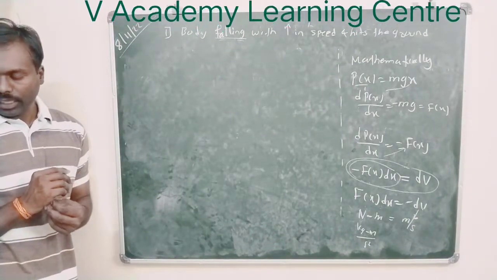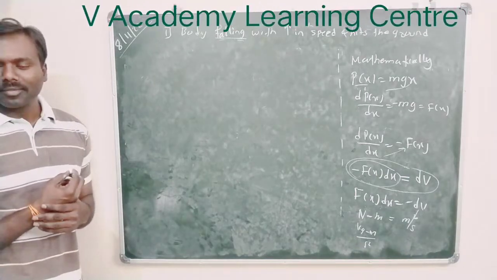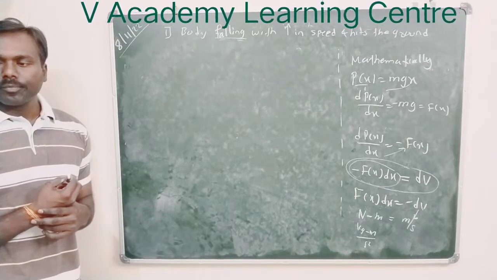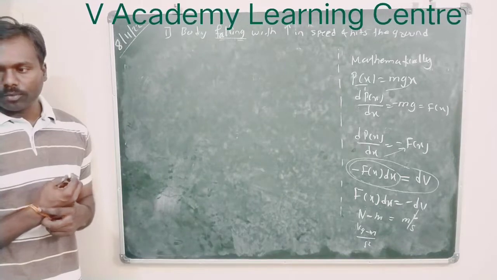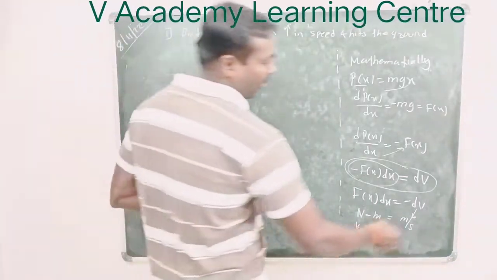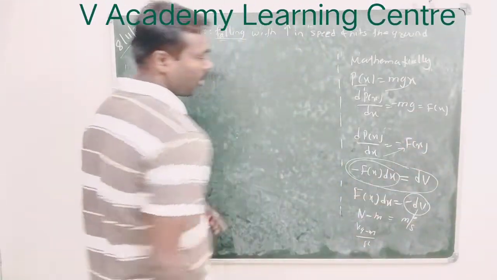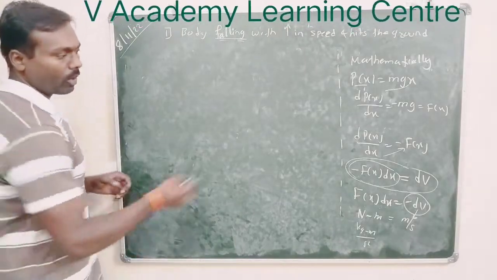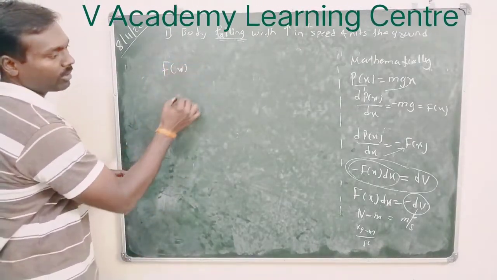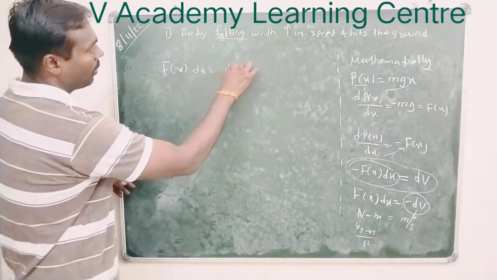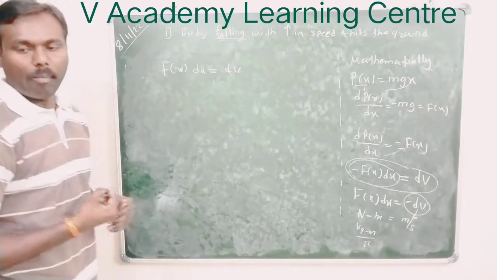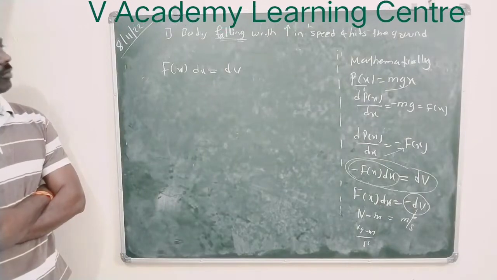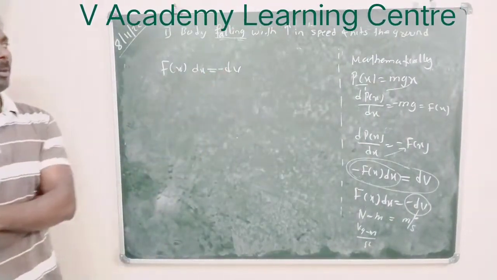Work out the basics. Force into displacement is equal to work done, sir. Then why did dv come, sir? It is not velocity, it is change in velocity. F of x dx is equal to dv, correct? Yes, sir. Perfect? Minus sign. Happy?